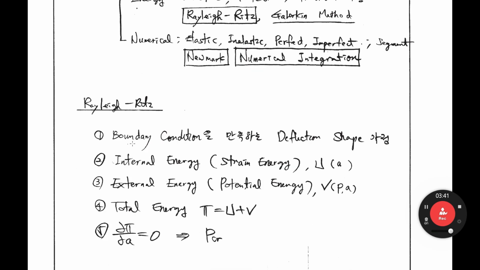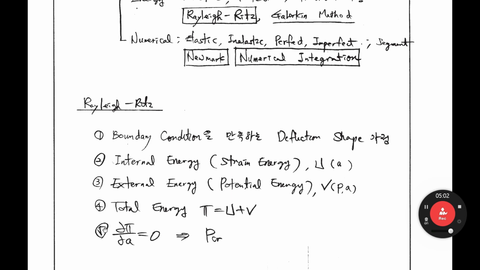This is the procedure. First, we assume a deflection shape that satisfies the boundary conditions. Secondly, we calculate the internal energy, another term for which is strain energy. It is called U. Then number 3, we calculate the external energy, another term for which is potential energy. This is the energy that comes from the external load, so we call it external energy. And then we can get the total energy, pi. Pi equals strain energy plus potential energy.